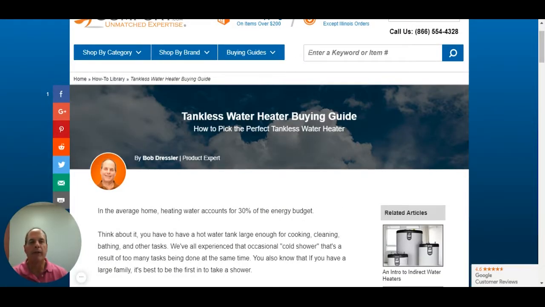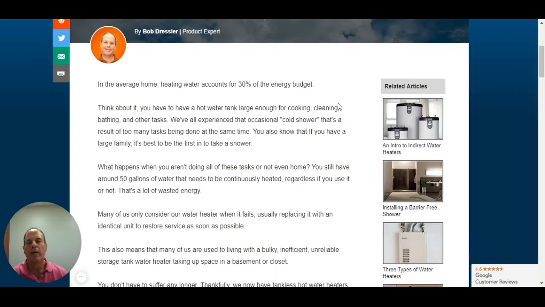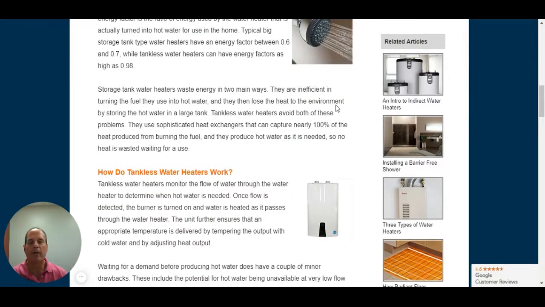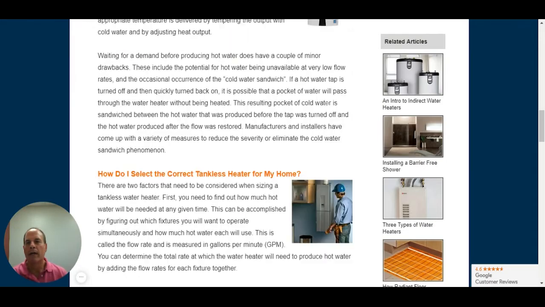So to get to that page, you enter in keyword or item number, type in Tankless Water Heater Buying Guide, and it'll bring you to this page. What this page does is it basically guides you through how to pick the correct tankless water heater.